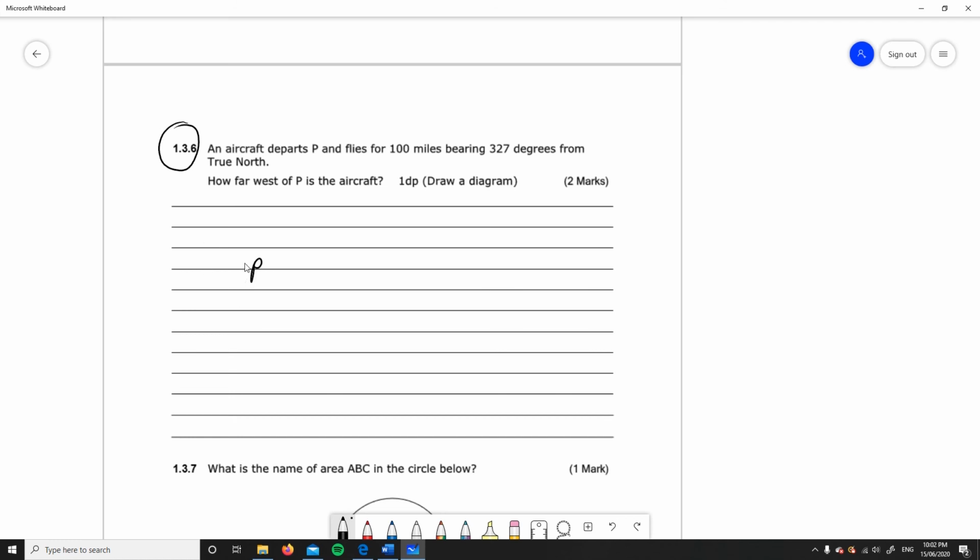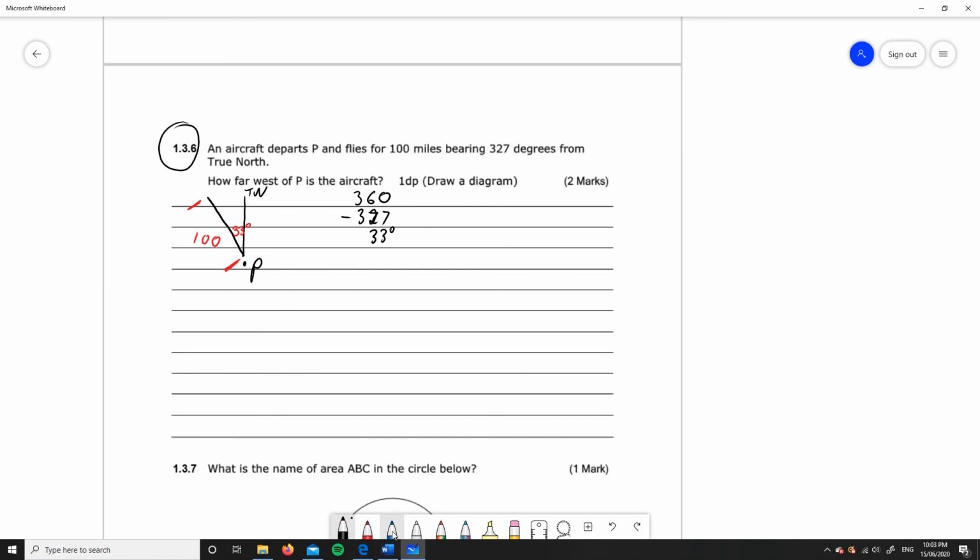Okay, moving on with question 6 in our geometry section. So if point P is here, and the aircraft flies for 100 miles at a bearing of 327 degrees from true north. So let's call this true north. 327 degrees, 360 minus 327 leaves me with 33 degrees. So the angle in here is 33 degrees, and the length of that line there is going to be 100.